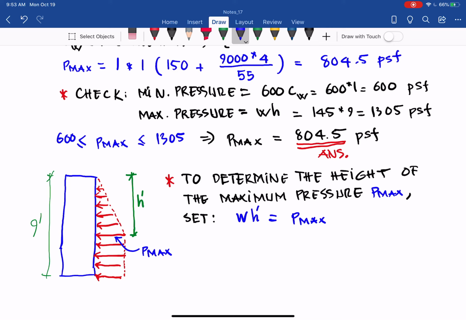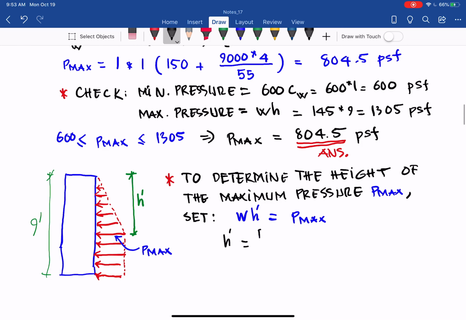And then we have everything, just H apostrophe we don't know, so H apostrophe equals Pmax over W, the unit weight of concrete. So Pmax equals 804.5, not 1305. That is the maximum that Pmax has to be less than or equal to. Divide by W, 145 pound per cubic foot, so it will be 5.5 feet.